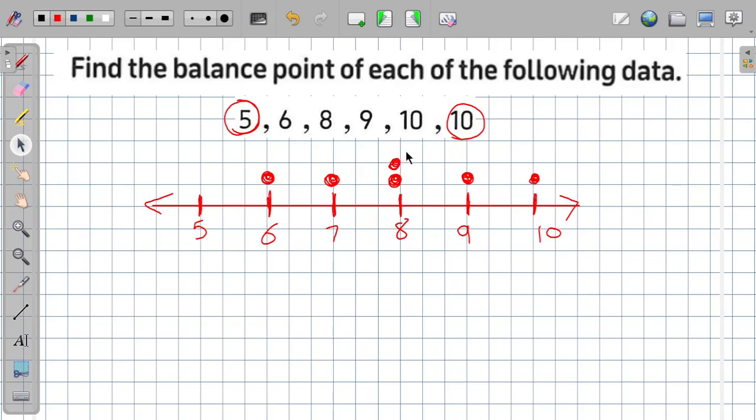I have two dots at 8, and we have two dots on the right side and two dots at the left side. So I think we can say that 8 is the balance point of this data set. Okay, maybe we can try the other way.